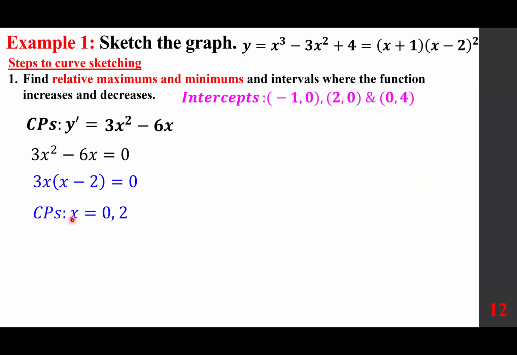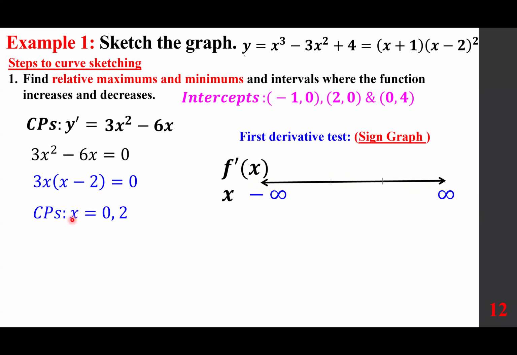Now, we are going to do the first derivative test, which means we use a sign graph. What is a sign graph? A number line from negative to positive infinity. So x, the independent variable, is going to go from negative to positive infinity. The function that you are doing the sign graph for could be f of x, f prime, f double prime. In this case, for the first derivative test, you must use f prime.